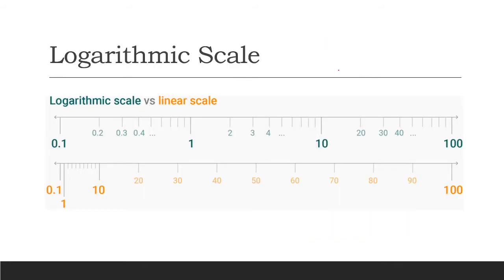Now, compare natin yung dalawang scale. Itong nasa baba is the linear scale, and then yung nasa taas is the logarithmic scale. So, ang pagkakagawa nito, class, meron daw tayong isang scale. Parehas sila, parehas na from 0.1 to 100. But the difference is, the first one is logarithmic, the second one is linear.